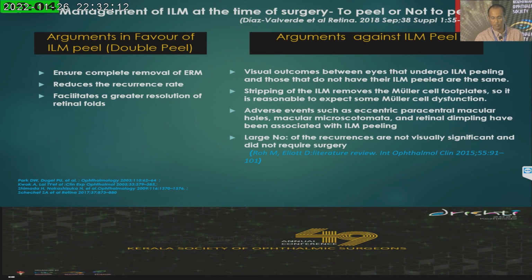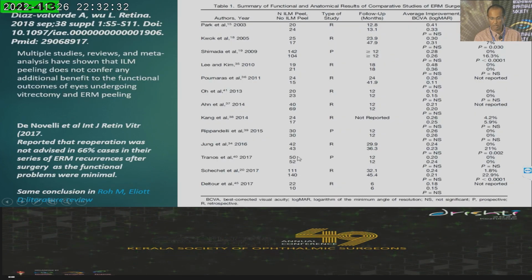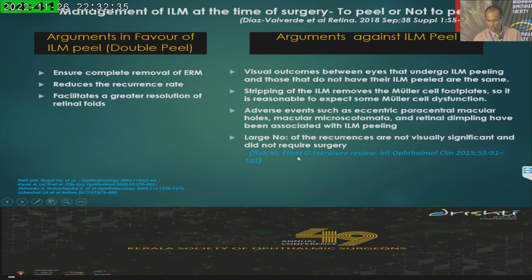The arguments in favor of the ILM peel or the double peel are that if you peel the ILM, it is going to ensure complete removal of the epiretinal membrane, no doubt about that. It reduces the recurrence rate and it also facilitates greater resolution of the retinal folds and better anatomical restoration. But it is not a risk-free procedure, as Madam has already told. Stripping of the ILM can remove the Muller cell foot plates, so it is reasonable to expect some amount of retinal trauma.